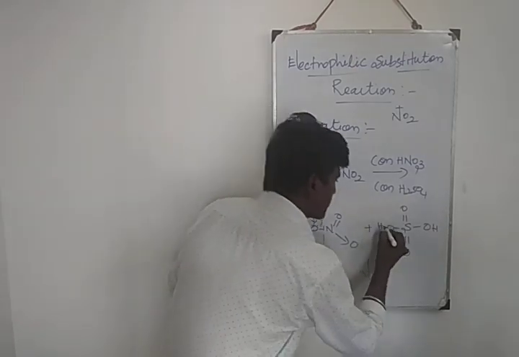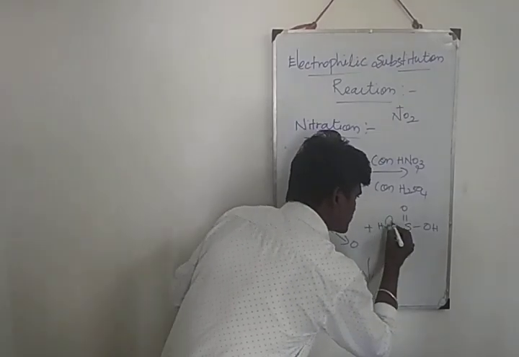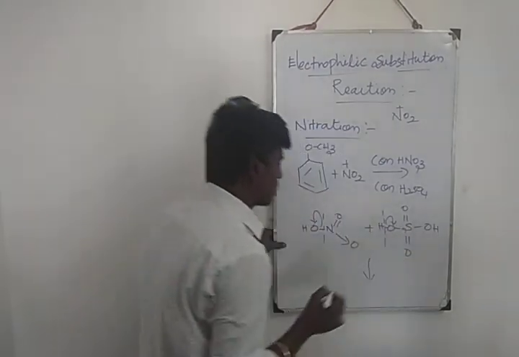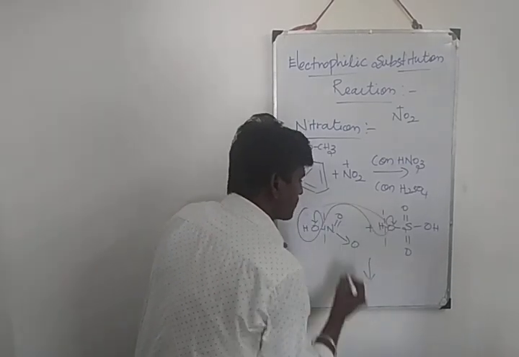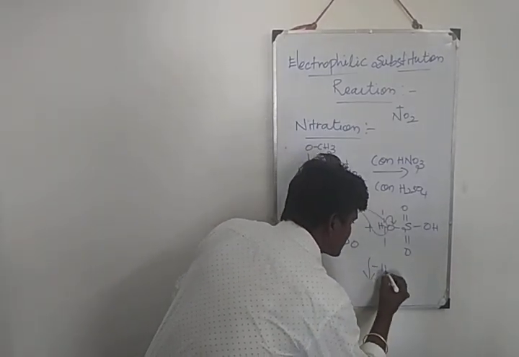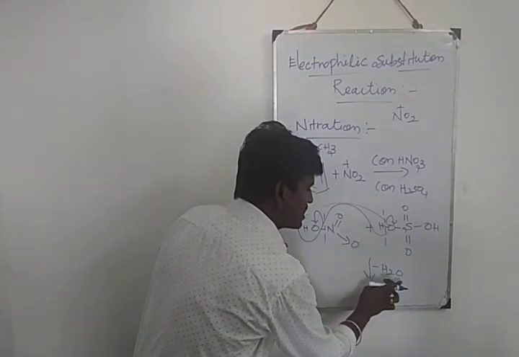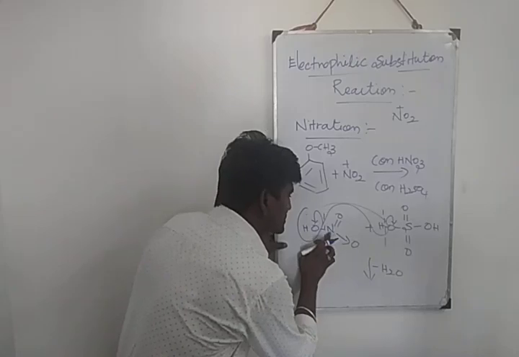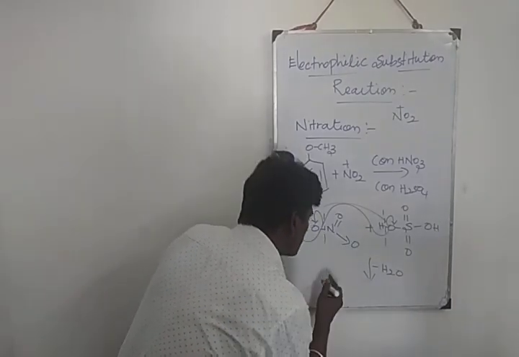OH minus. Compare oxygen and hydrogen. Which one is more electronegative? Oxygen. So oxygen takes one pair of electrons. Here also the bond breaks. This OH minus combines with H plus, and 1 mole of water is removed. Am I right? What's the charge of nitrogen? Plus, due to loss of electron. So NO2 plus.